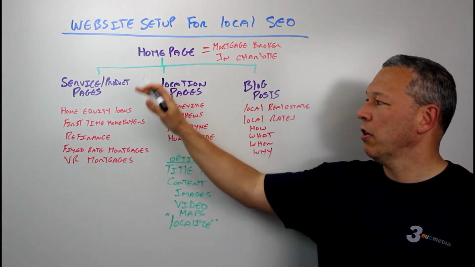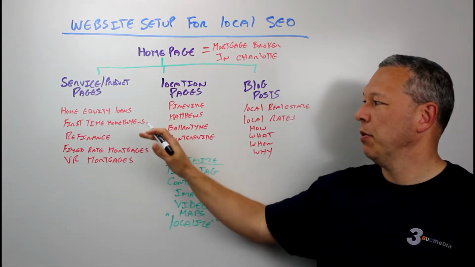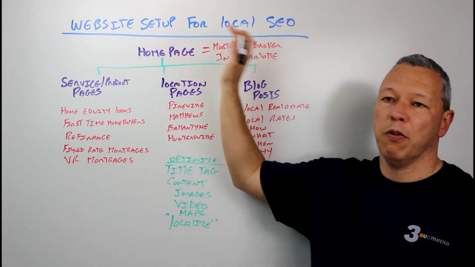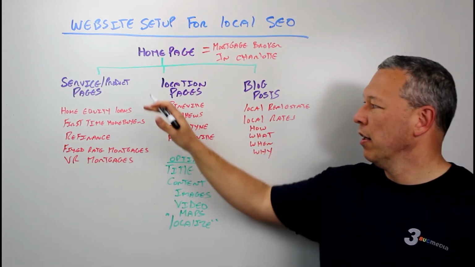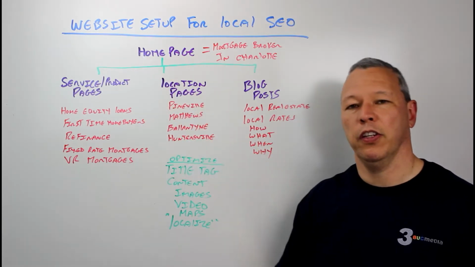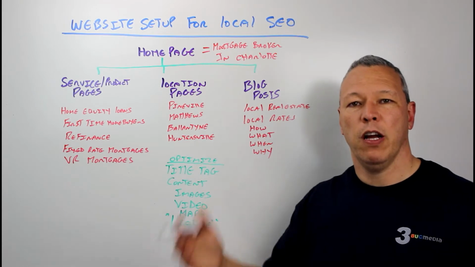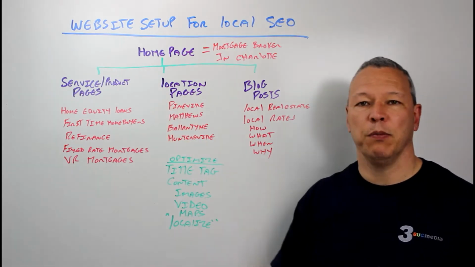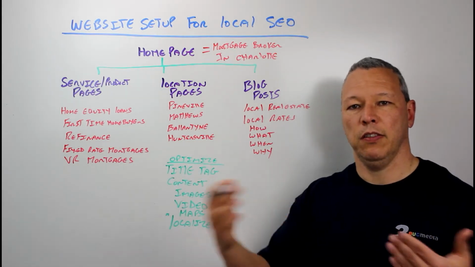But number one, you want to create a landing page for each of these neighborhoods, because what's going to happen is you may eventually show up for a mortgage broker in Charlotte, but unlikely your homepage is also going to show up for Pineville, Matthews, Ballantyne, Huntersville, and every other neighborhood in and around the Charlotte area. So these location pages help give you a presence in each of these locations.